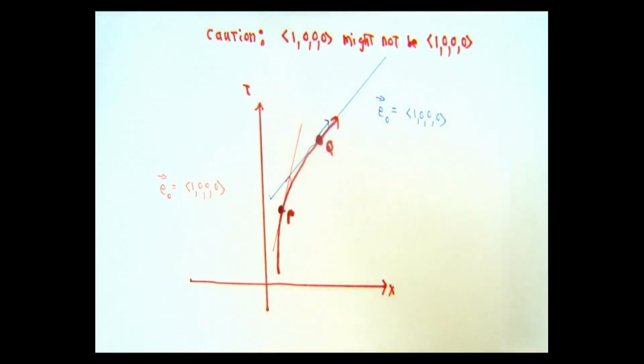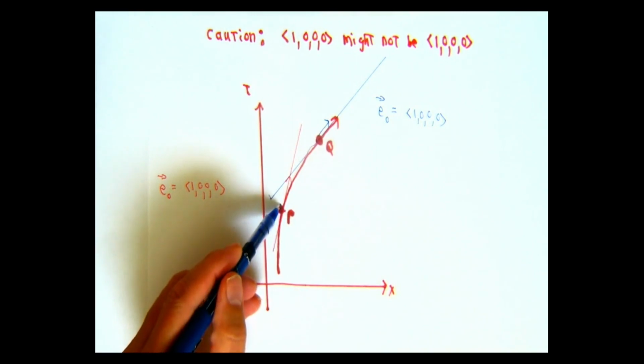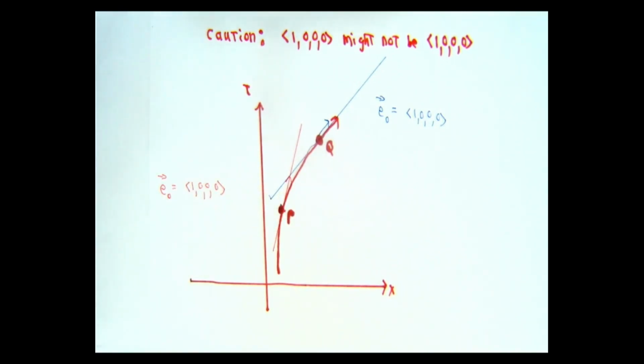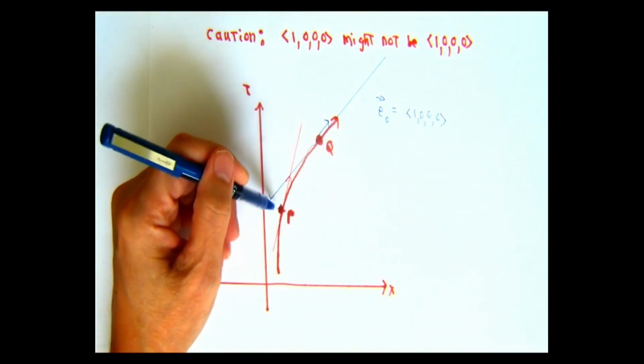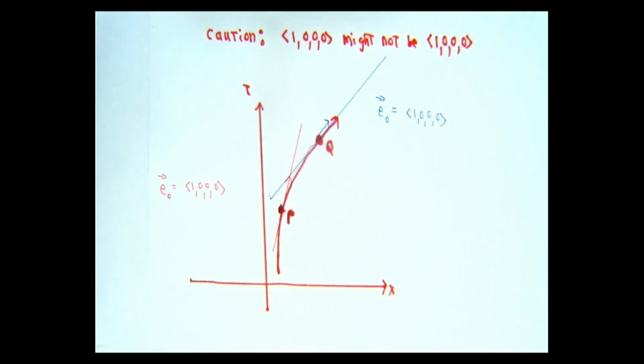The reason for that is this: since the object is accelerating, its path in the space-time diagram is not a straight line, so the direction isn't constant. So here at point P, the individual cooks up a momentarily co-moving reference frame. Its time basis element points that way.